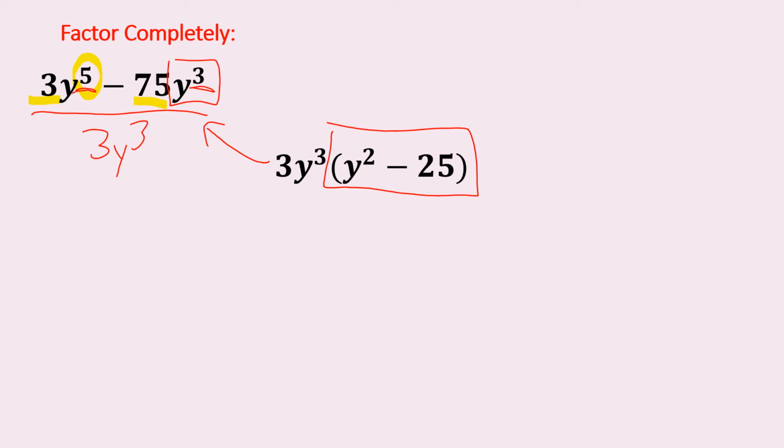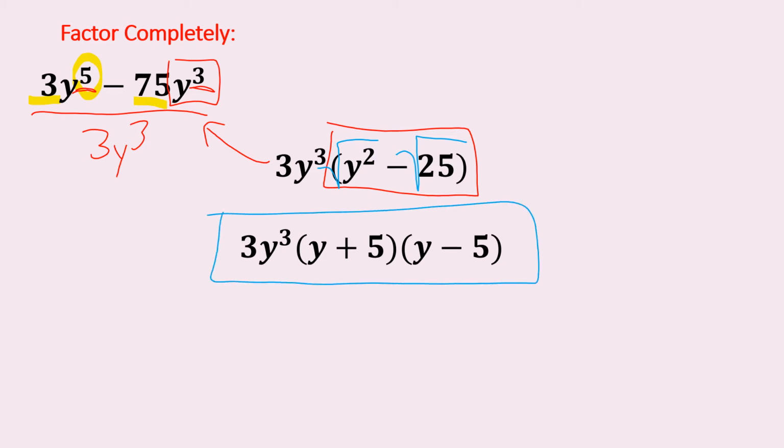All right, we're not quite finished because after we take out that GCF, we can still factor this further. Y squared minus 25, hopefully you recognize as difference of squares. This is where we square root both of them. We're going to have two parentheses. One's a y plus 5, one's a y minus 5. Okay, this is our full answer.